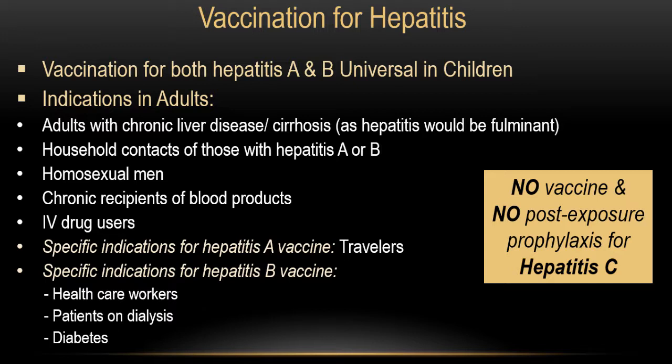Specific indications for hepatitis A vaccine: travelers. When you travel to certain areas of the world where hepatitis A is so endemic, you need to get vaccinated against hepatitis A. And specific indications for hepatitis B vaccine are going to be what? It's going to be us, the healthcare workers, patients on dialysis, and recently diabetes has been added to the indications for hepatitis B vaccine. Sadly, there is no vaccine for hepatitis C. There is no post-exposure prophylaxis for hepatitis C either.